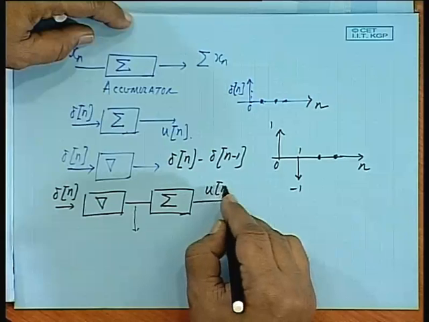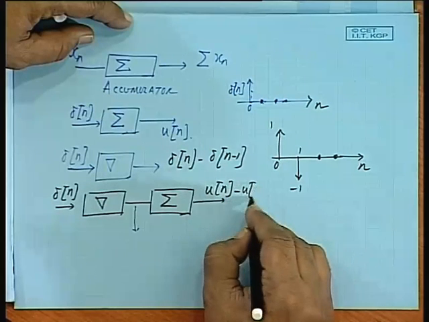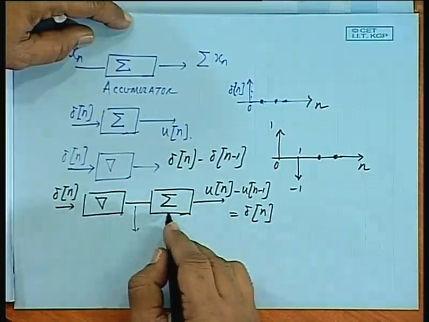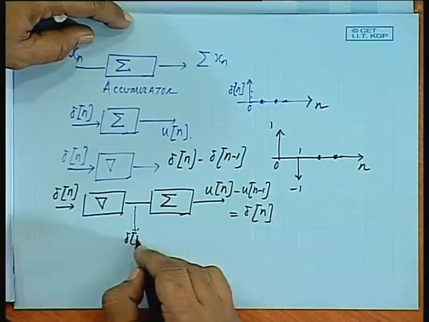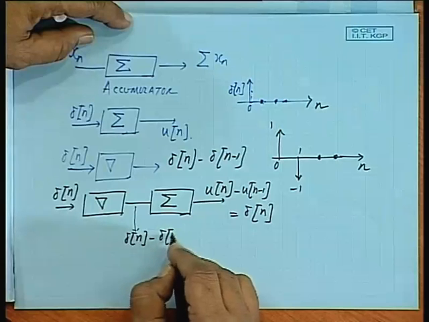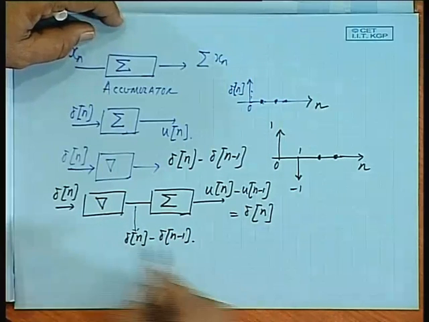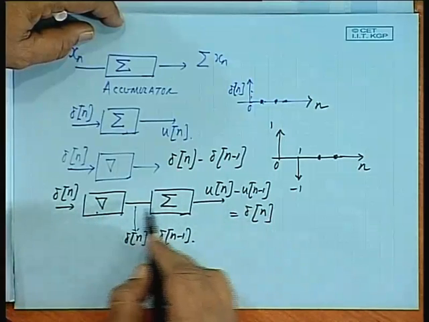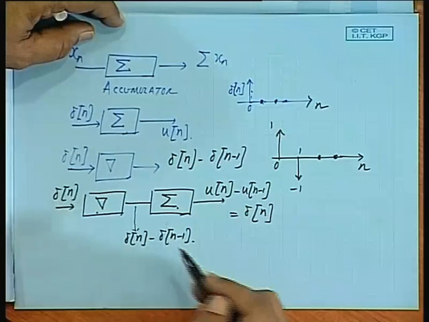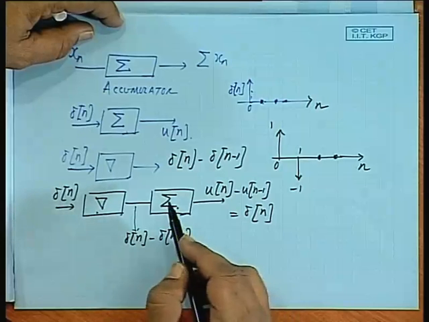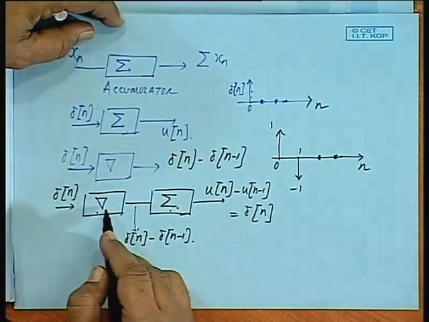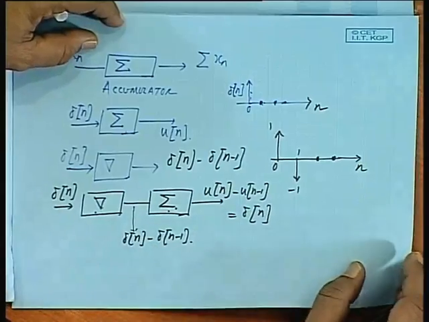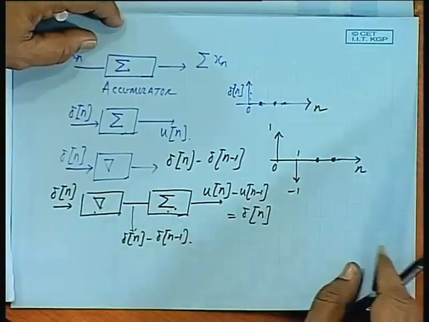So, this will be u n minus 1, which is nothing but again the delta function. This is delta n minus delta n minus 1. So, delta n is coming back at the output. So, one is the inverse of the other. So, accumulator is the inverse of a differentiator or differencing operator, okay.